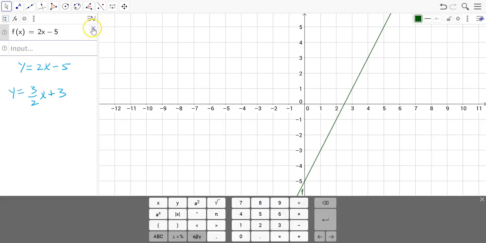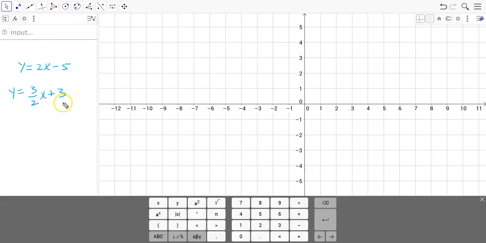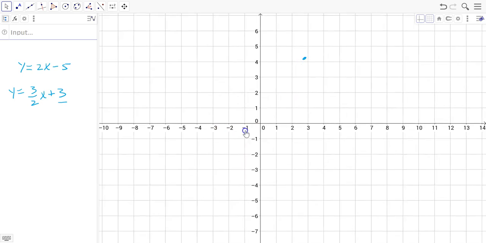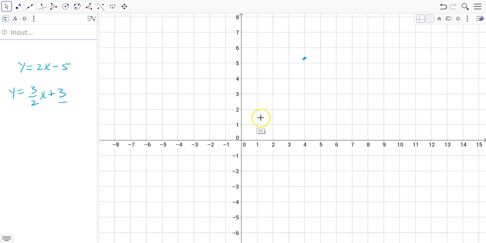Let's delete this one. All right, now the y-intercept here is 3. So right there is 3 on the y-axis. The slope is 3/2. Now what that means is if we go over 2 units, 1, 2, we will have to go up 3 units. So I'm going to have to move this Cartesian plane down here a little bit. So let's see, right there is where we were.